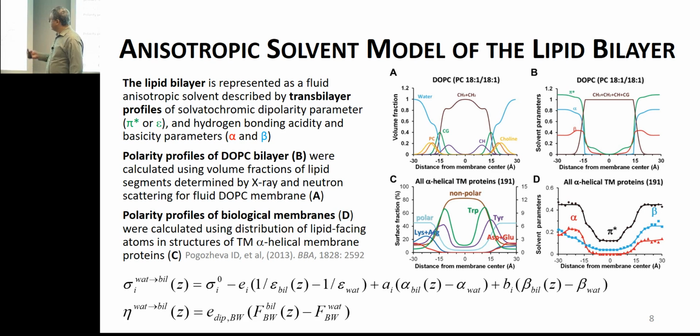We consider the interior of the lipid bilayer as a solvent, but as an anisotropic solvent. So these polarity parameters can change along the bilayer normal. And in order to calculate how these parameters change, we use the distribution of different lipid groups across the bilayer, like for the DOPC bilayer. These distributions were experimentally determined and published using X-ray and neutron scattering for the fluid bilayer. So based on this distribution, it is possible to determine how these parameters change along the normal, and then to calculate these parameters in different positions.